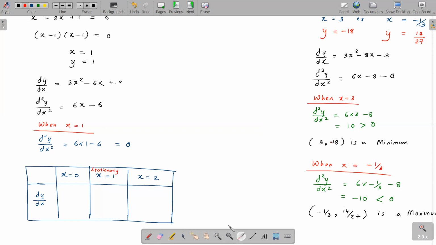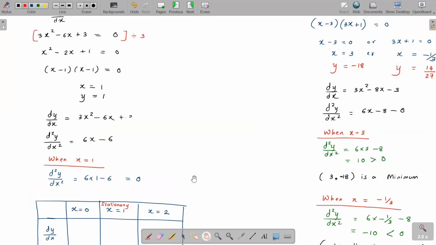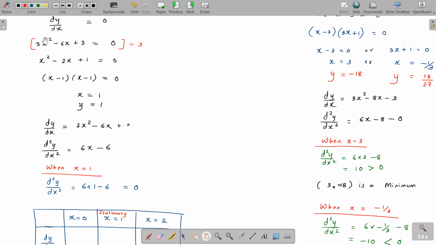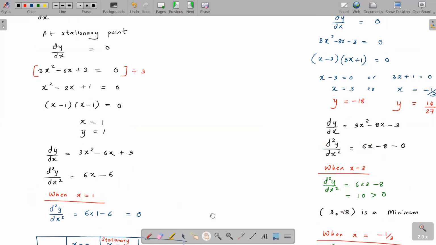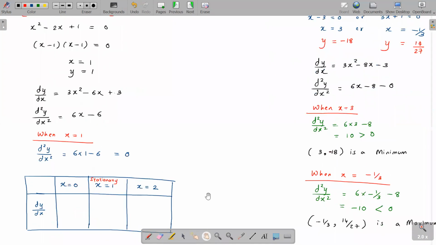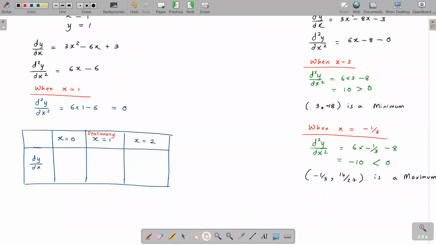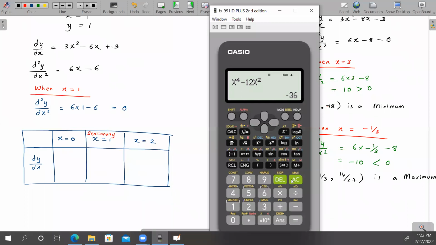Can I know the dy by dx value? So what you do is, you take your dy by dx equation, 3x square minus 6x plus 3, right? 3x square minus 6x plus 3 is your dy by dx equation. Am I correct? Yes. Now let's substitute these values. So let me type my dy by dx equation: 3x square minus 6x plus 3. This is my dy by dx equation, the gradient equation. Are you with me? So let me replace it with first x equals 0.